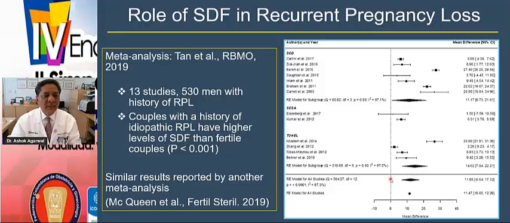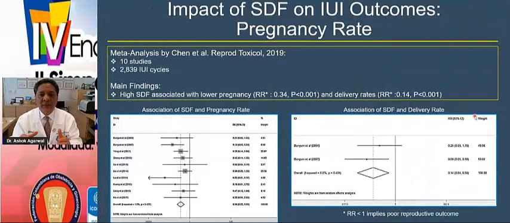If the red dots are in the middle, then it means that the results are not very conclusive. If they are on the left side, that means there is a poor relationship. But all of them are on the right side, which indicates that the results are highly significant. That means those patients who have a high degree of sperm DNA fragmentation also have a very high incidence of recurrent pregnancy loss.